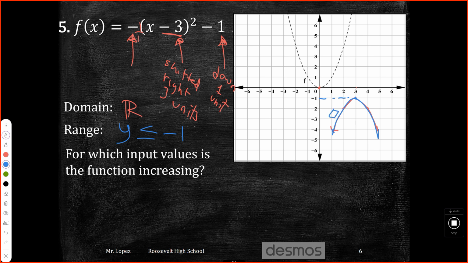So it's going up, and a roller coaster is going up from left to right. So for what input values is the function increasing? For y is less than... Nope, you never write down the y. It's always in terms of the x. For what input values? The input values are x values. So it has to always be x. And that's going to be x less than or equal to 3.